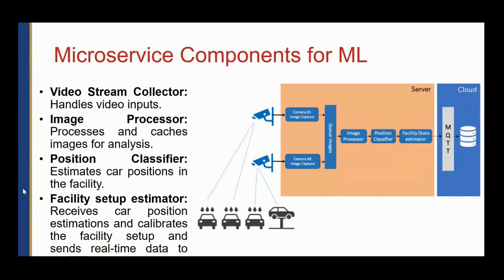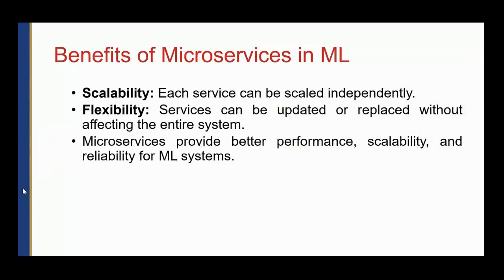In this microservice-based machine learning approach and its architecture, each service performs a specific task. For example, the video stream collector handles the incoming video feeds, and there are image processing and analysis methods for the image analysis process. The position classifier estimates the vehicle position. These services work independently, improving scalability and reliability. And next, we are going to see the benefits of microservices in the machine learning model.